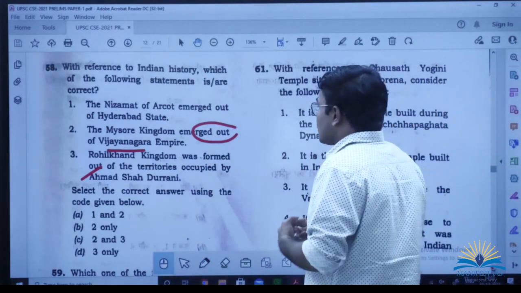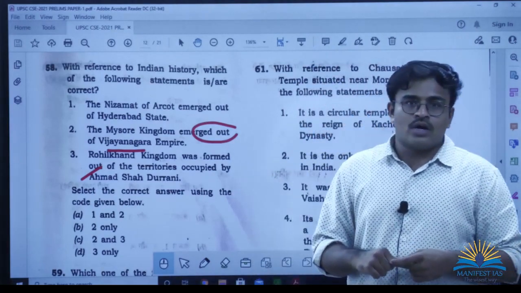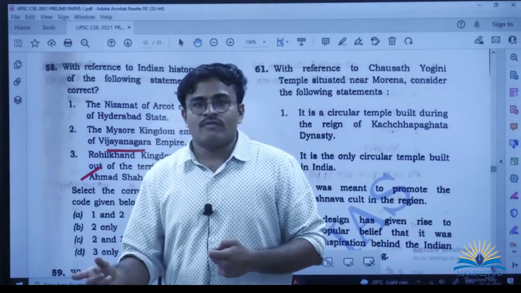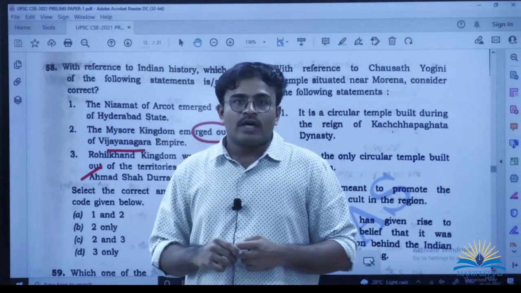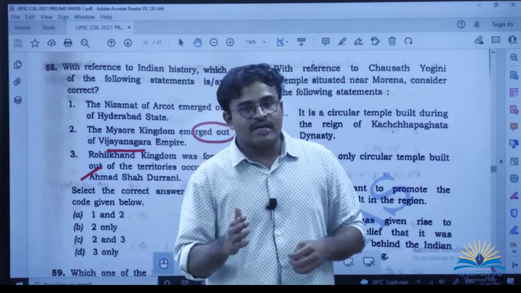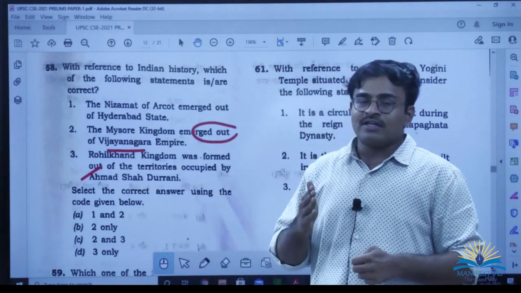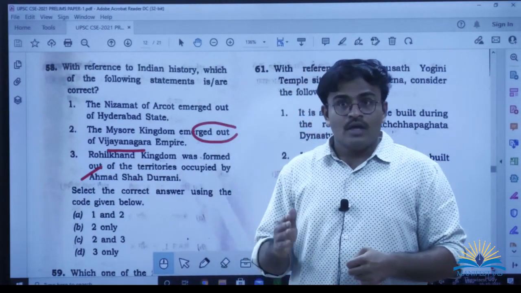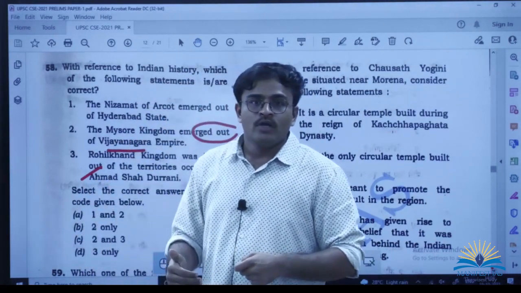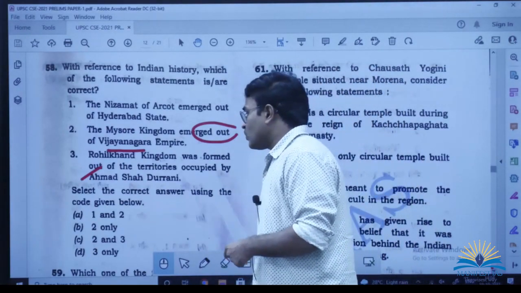Whereas the third statement, Rohilkhand kingdom was formed out of the territories occupied by Ahmad Shah Durrani. This statement is a little controversial, because the Rohilkhand kingdom was established even before the attack of Ahmad Shah Durrani on India. Ahmad Shah Abdali or Ahmad Shah Durrani invaded India during the second half of the 18th century, whereas the Afghan kingdom of Rohilkhand was established in the first half itself. In fact, the Rohilkhand kingdom collaborated with Ahmad Shah Abdali when he invaded India. So the third statement is wrong, whereas 1 and 2 are correct. The answer for this question will be A, that is 1 and 2 only.